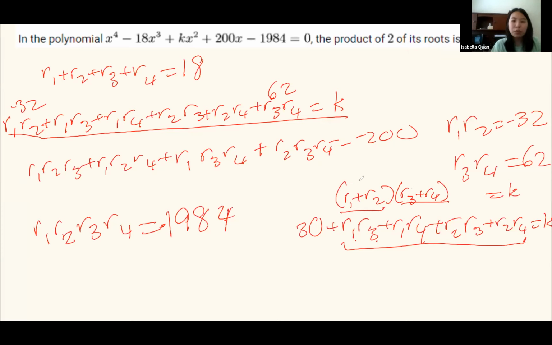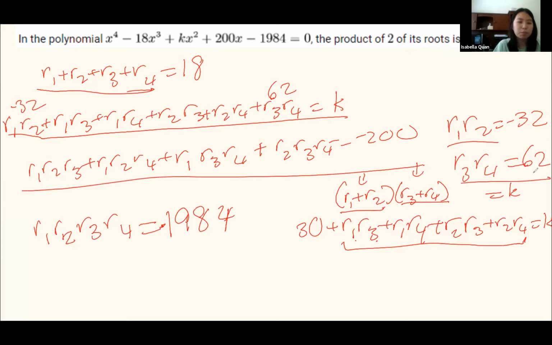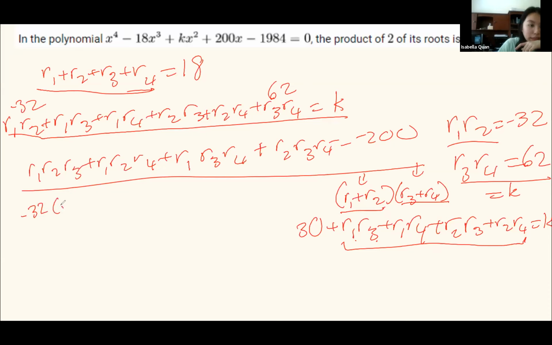And fortunately, it's not too bad to find these because we have this prepared and we have this down here. So let's go ahead and see if we can use these products to find something cool in here. By the way, we can basically just erase this lower equation because it is no longer helpful. We have squeezed every last bit of usefulness from it. So let's go ahead and put that back in. Negative 32 times R3 plus R4 plus 62 times R1 plus R2 is equal to negative 200.